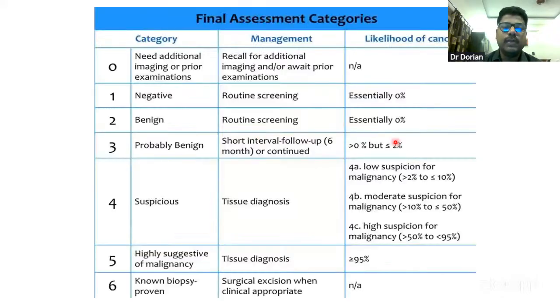So you all know this BI-RADS score, BI-RADS 0, 1, 2, 3, 4, 5, 6, and they can ask the risk of malignancy in each BI-RADS score. They will usually ask this 4 only, because 4 is divided into 3 types, 4A, 4B, and 4C. 4A has up to 2 to 10% risk, 4B has 10 to 50% risk, and 4C has 50 to 95% risk. So you need to know the percentage of malignancies.